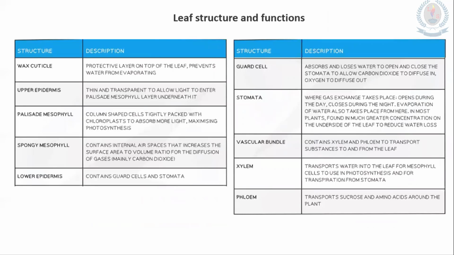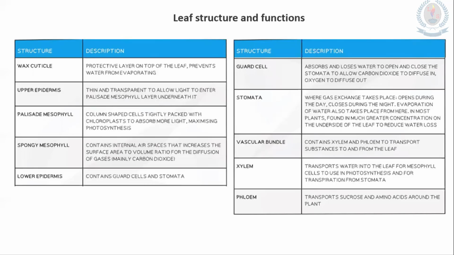Now we will see what the adaptations present in the leaf are. The leaf contains a waxy cuticle, a protective layer on top of the leaf, which prevents desiccation. The upper epidermis lacks chloroplasts, and it's very thin and transparent, allowing light to pass through.